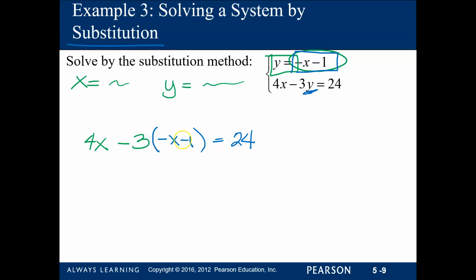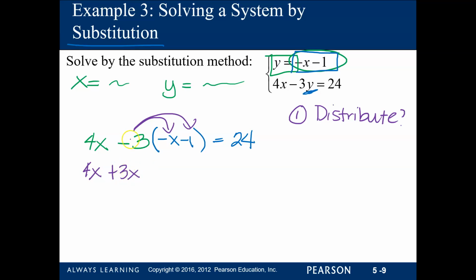Okay? So, first things first, always remember when simplifying an expression, we always check for distribution. Is there anything to distribute? Okay? In this case, we have this negative 3 needed to be distributed to this group over here. Okay? So, we have 4x. Negative 3 times negative x is going to be a positive 3x. Negative 3 times negative 1, that's going to be a positive 3, is equal to 24. Okay? So there's nothing more to distribute. So what do we do next?